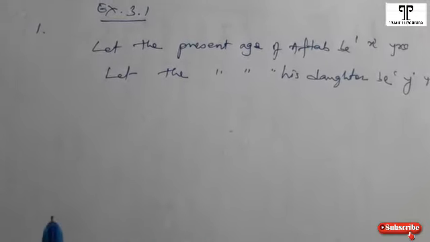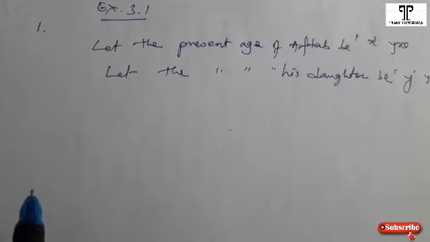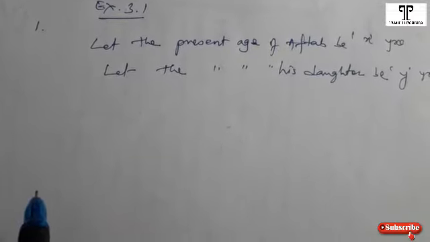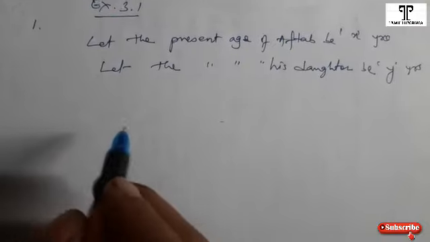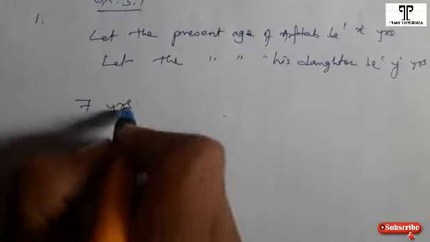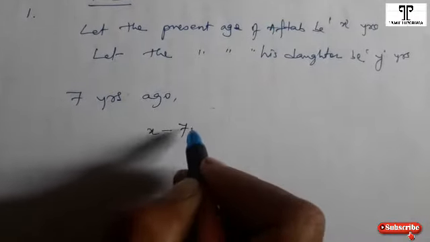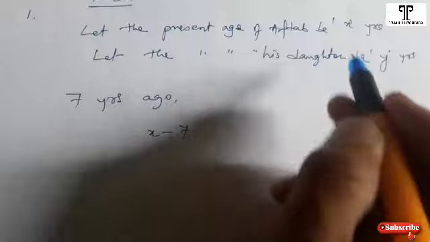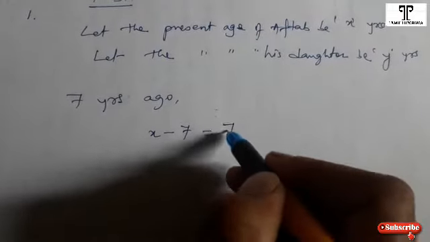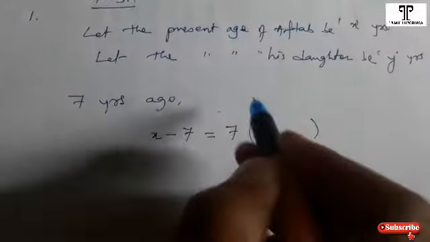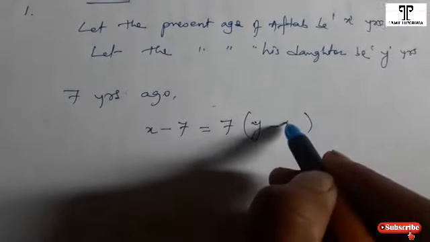So the condition is: 7 years ago I was 7 times as old as you were then. So the father is saying to his daughter, 7 years ago I was 7 times as old as you were. 7 years ago means 7 years back. So Aftab's age is x. 7 years ago his age was x minus 7, because his present age is x. So x minus 7 is equal to 7 times his daughter's age then. His daughter's present age is y, so 7 years ago her age was y minus 7.